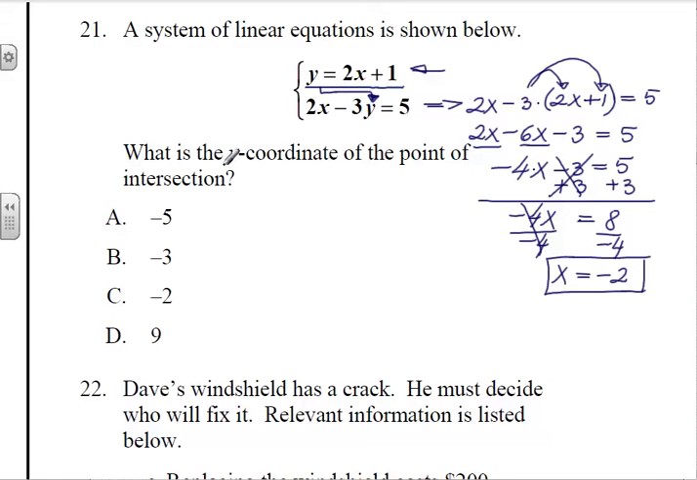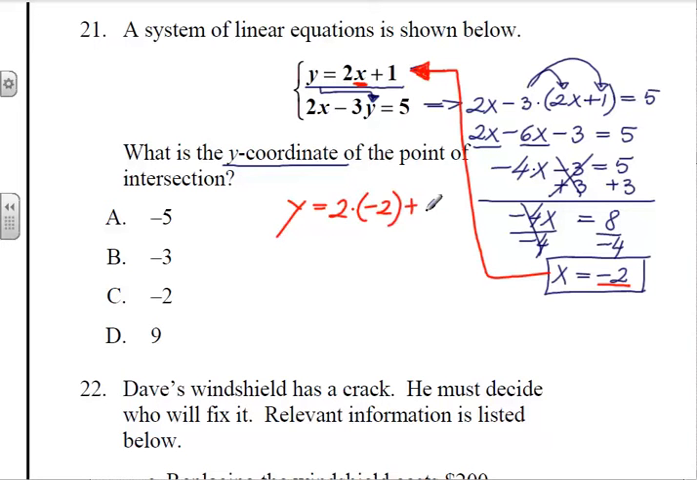Now be careful, because the problem is asking you to find what? The y coordinate. And you just found x. So you're not done. You have to go back to your initial first equation and find that y. To find y, all you have to do is substitute x with the value you just found. So y equals 2 times x, which we said is negative 2, plus 1. And this equals what? 2 times negative 2 is negative 4, plus 1 will equal what?